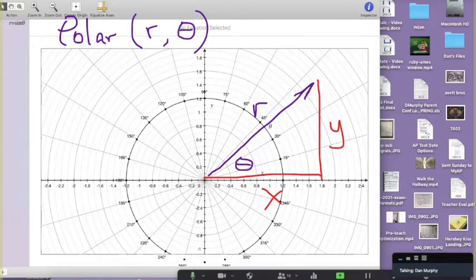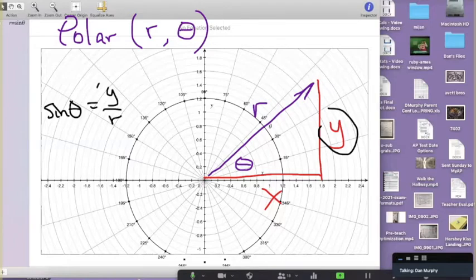Now, a couple of ways to get yourself back home. These are essential relations in order to get between polar and Cartesian. When I say Cartesian, I'm talking the XY coordinate system. The first one is the way you could get the y, and I teach my geometry kids this. The sine of theta is equal to y over r, and that's the key for how we get y. Y is equal to r sine theta.